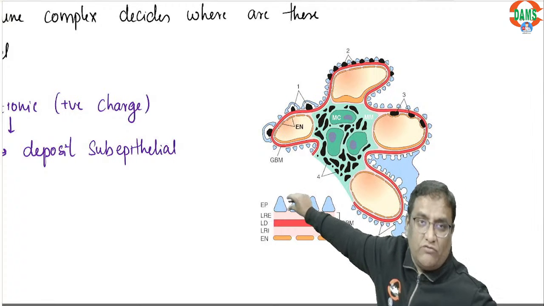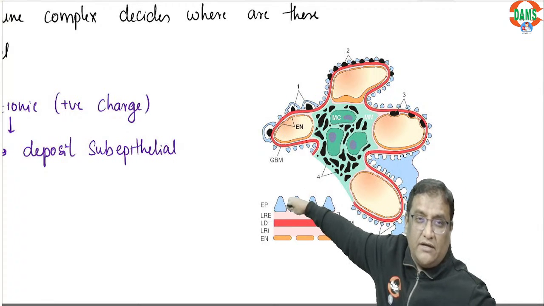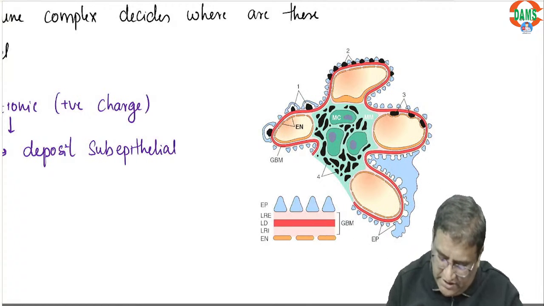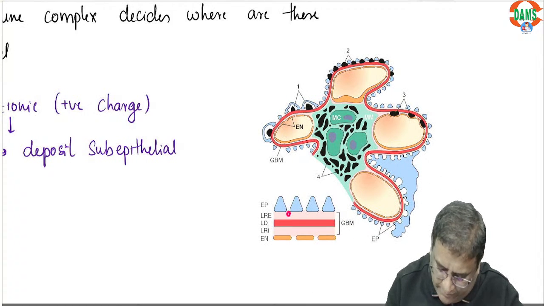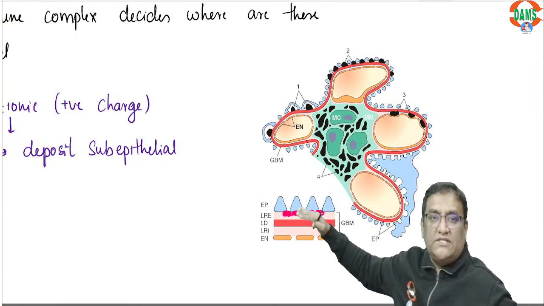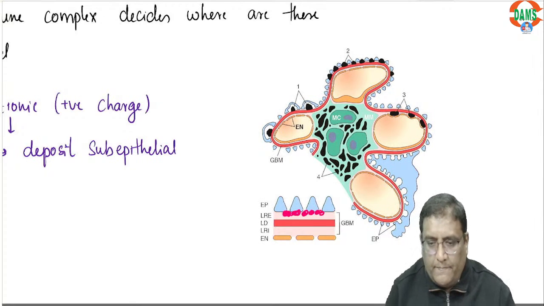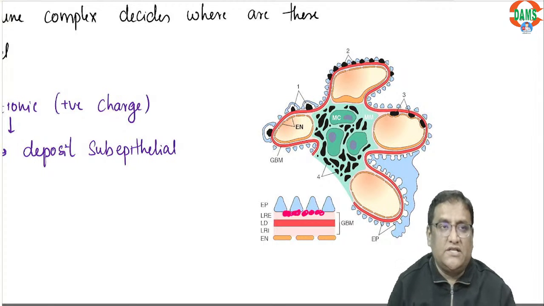Your filtration slits are what? Negatively charged. Immediately they attract your immune complexes. Because they attract your immune complexes, these immune complexes go and get deposited here. And when they get deposited here, we start calling them subepithelial. So these are called subepithelial deposits, right? Subepithelial. Can we use plasmapheresis to manage these conditions?